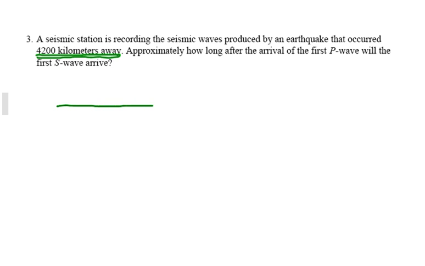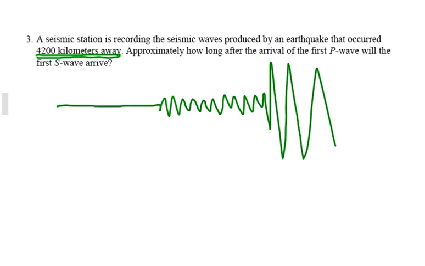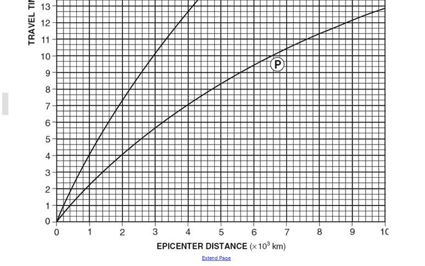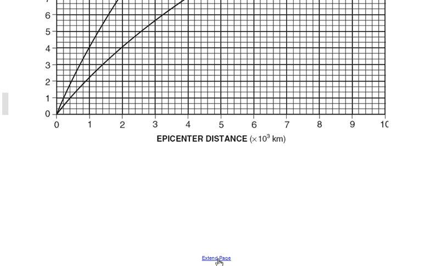So they're saying the P wave gets there, and they want to know how long after the P wave the S wave showed up. Approximately how long after the arrival of the first P wave will the first S wave arrive? So we need to take a look at our reference tables and go to 4,200 kilometers. So here's page 11 of the reference tables. We mentioned this before, that down here at the bottom, this is 4,000. This is 5,000 times 10 to the third.